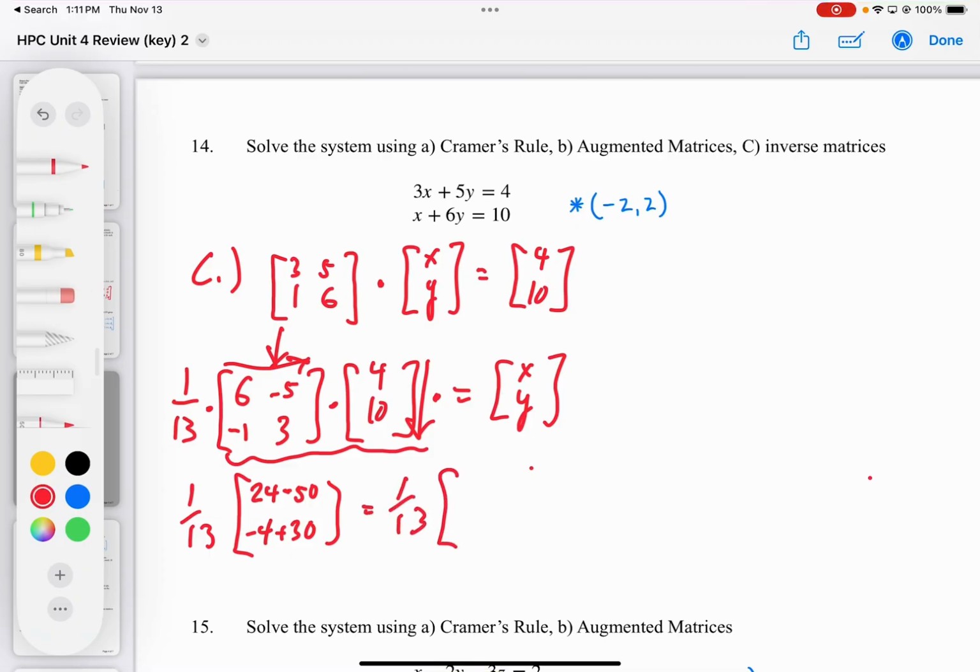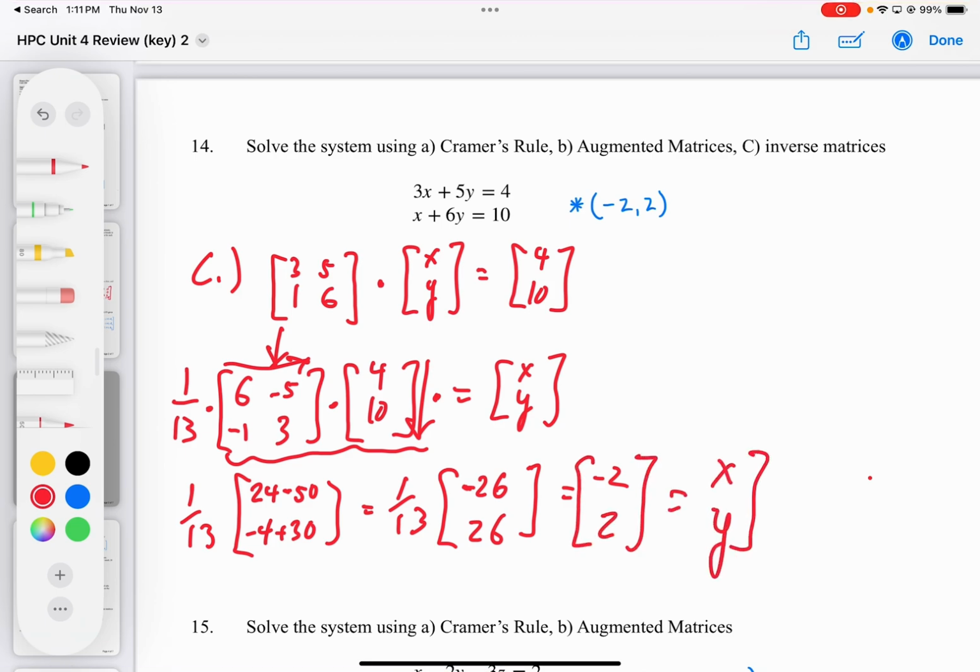So then I simplify that, and let's see what we get. So 1/13, and then 24 minus 50 is negative 26. And then negative 4 plus 30 gives me positive 26. Oh my gosh, those are divisible by 13. So then we end up with negative 2 and positive 2 for our values for x and y. Do be sure you write your answer as a coordinate pair. So negative 2, 2 is how I would want you to express your answers for every one of those points.